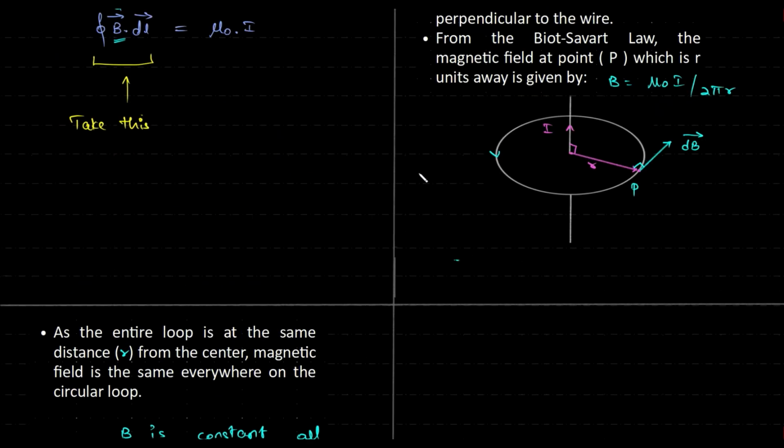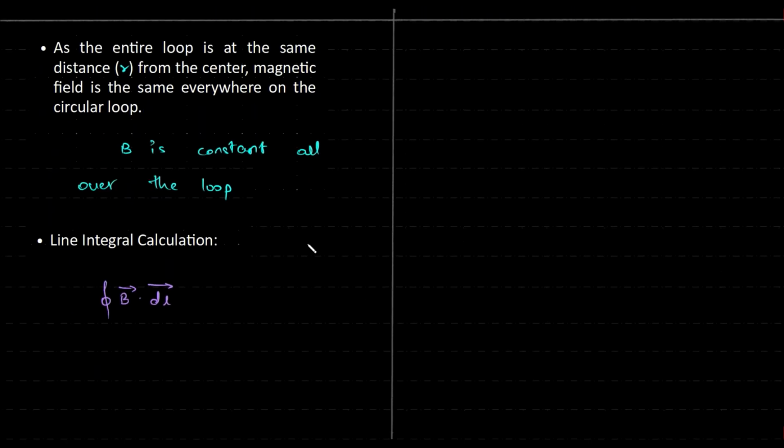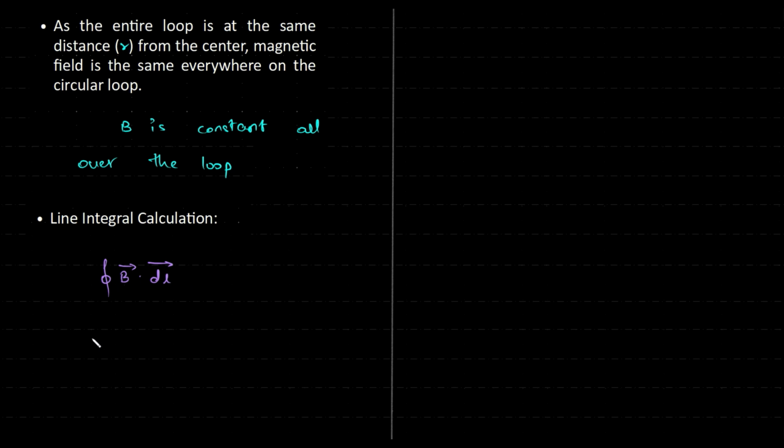For dl, we can assume the direction of integration in any way. So this will be our direction of integration, anti-clockwise. Our dl will be tangential too, and here in this way, and over here it will overlap. So our dl and dB are in the same direction. So what happens over here? This dot product will be equal to 1.